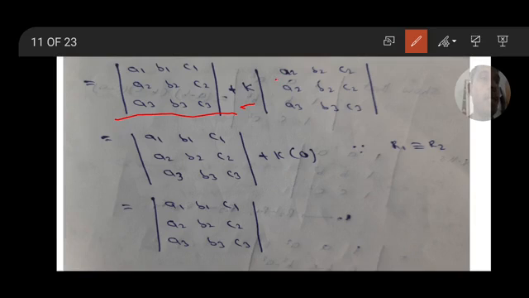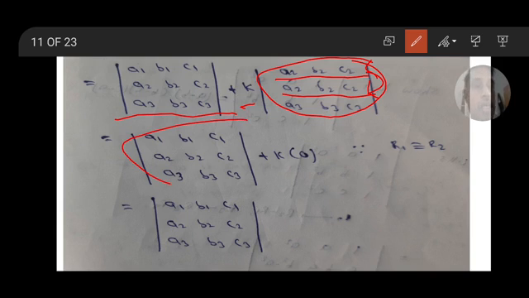First row is A2 B2 C2, second row A2 B2 C2. Two rows are identical, therefore the total determinant value is 0 by using the third property. This is as it is, plus k into 0. K into 0 means 0, only this determinant will come: A1 B1 C1, A2 B2 C2, A3 B3 C3.